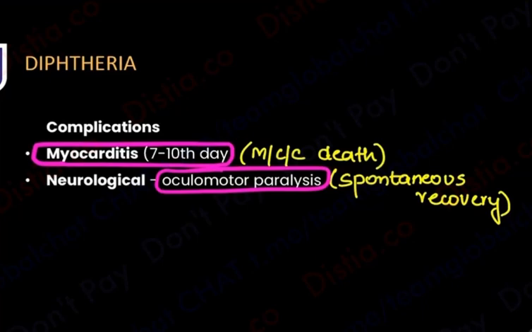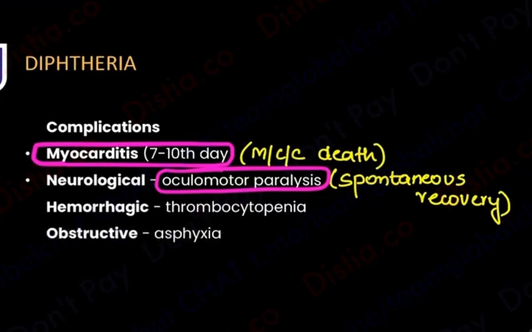It can involve the blood, so there will be a decrease in the platelet count. Obstruction can also happen because it is respiratory, so asphyxia can happen. These are minor things. Remember them or not, your wish. But these two: myocarditis is the most common cause of death, and neurological oculomotor paralysis will have spontaneous recovery. Should we go into the diagnosis and treatment?